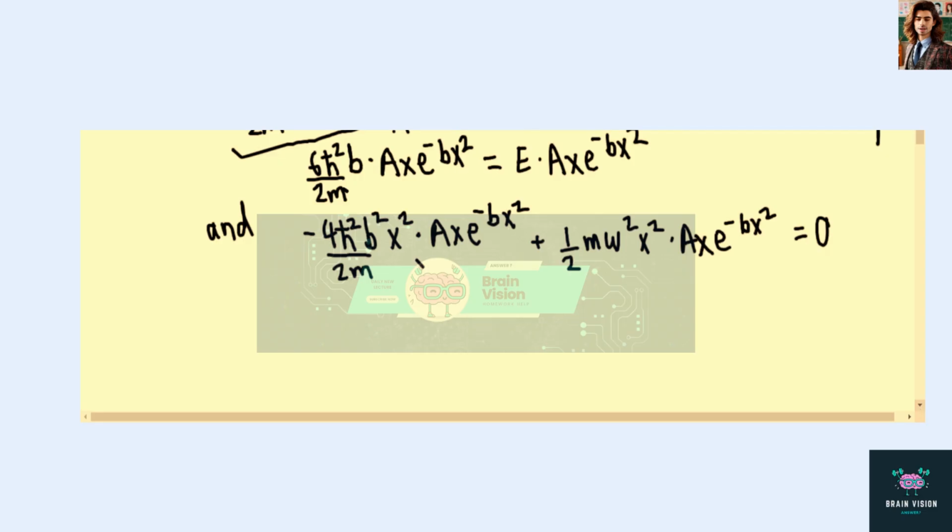For simplicity, we'll let the wave function and x squared cancel from both of these equations. And immediately, we can write E in terms of b as 3h bar squared b over m.